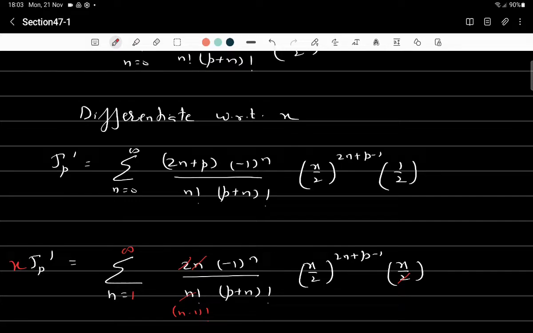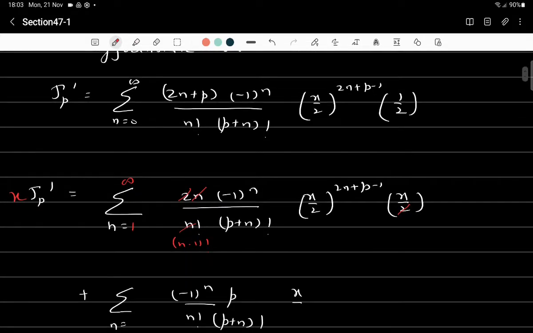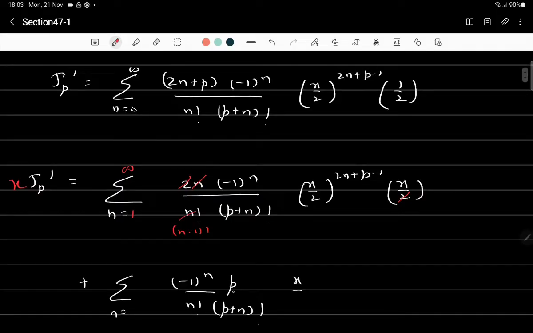The second term: p is not part of the summation, so I can take this p out and it remains as it is, and now I have x by 2 raised to the power 2n plus p minus 1 and x by 2. So I can multiply this x by 2, this becomes x raised to the power 2n plus p, and this p is also important, so I can take it out. Now the first term I need as p Jp, and the second as minus x Jp plus 1.